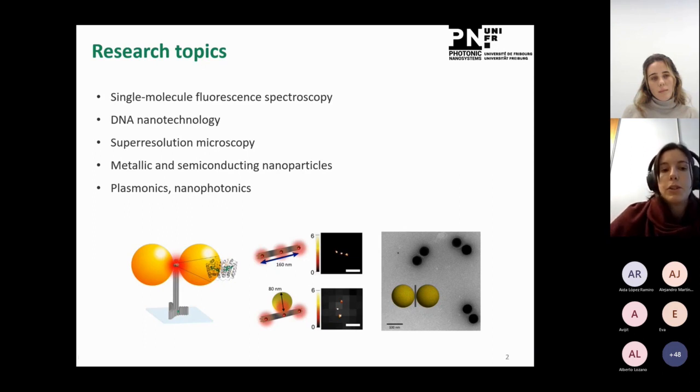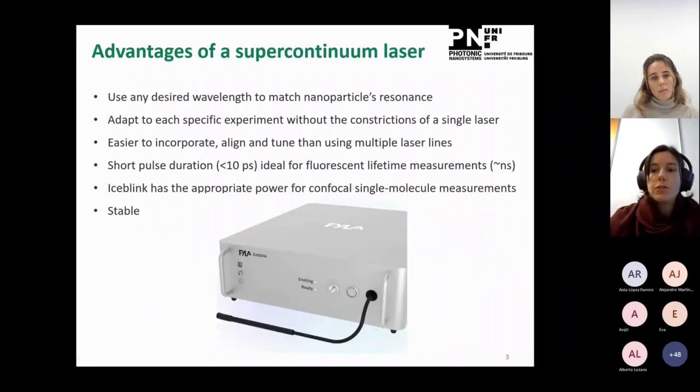And another thing that we do in the group is super resolution microscopy. So basically fluorescence microscopy beyond the diffraction limit. And for this, we also use DNA nanotechnology. And here I'm just showing some examples of these super resolution images. So why is a supercontinuum laser useful in this topic?